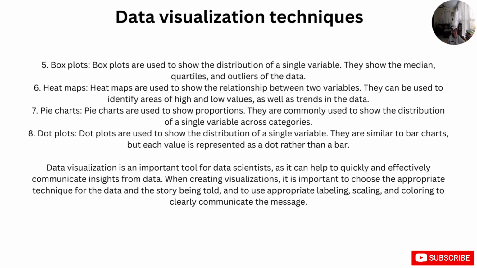Heat maps. Heat maps are used to show the relationship between two variables. They can be used to identify areas of high and low values as well as trends in the data. Number seven, pie charts. Pie charts are used to show proportions. They are commonly used to show the distribution of a single variable across categories.